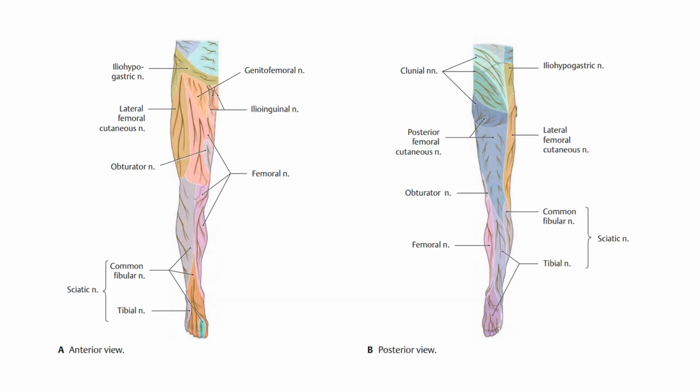This diagram shows a very clear-cut picture of the sensory or cutaneous supply of the leg or the whole of the lower limb. So as you can see, this is the common fibular nerve, and these are the branches. This triangular region is supplied by the deep peroneal nerve, and this whole part is supplied by the superficial peroneal nerve.